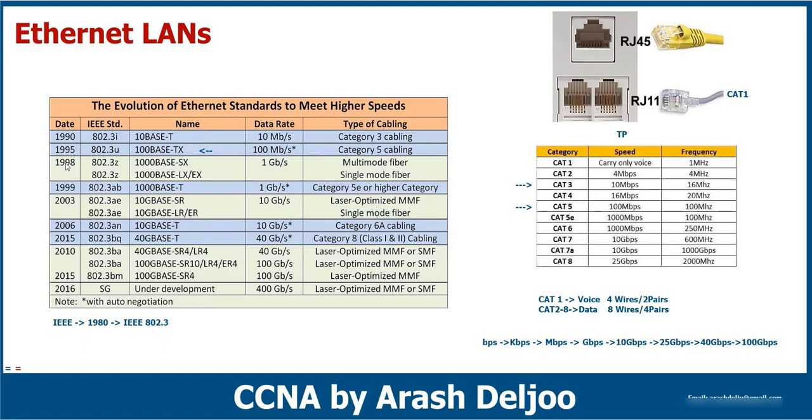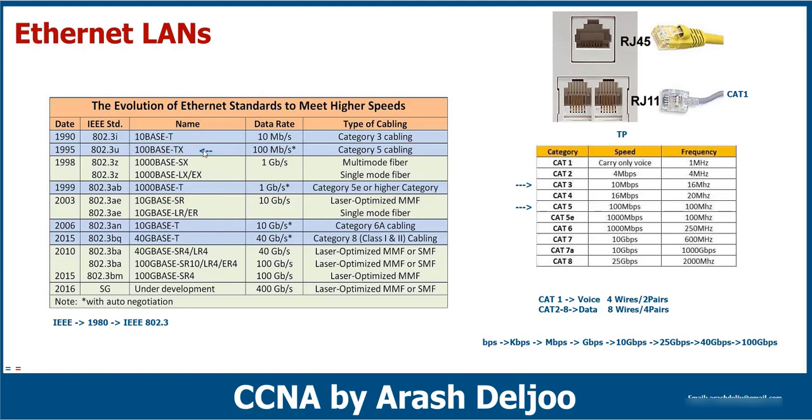Also in 1998, as you can see, the IEEE released another standard, 802.3z. The 802.3z is one of the IEEE standards about the Ethernet. And in this standard, as you can see, the IEEE used the fiber. Okay, for the first time, 1 gigabit per second came with the fiber. But let me talk about the fiber a little later, after talking about the twisted pair.